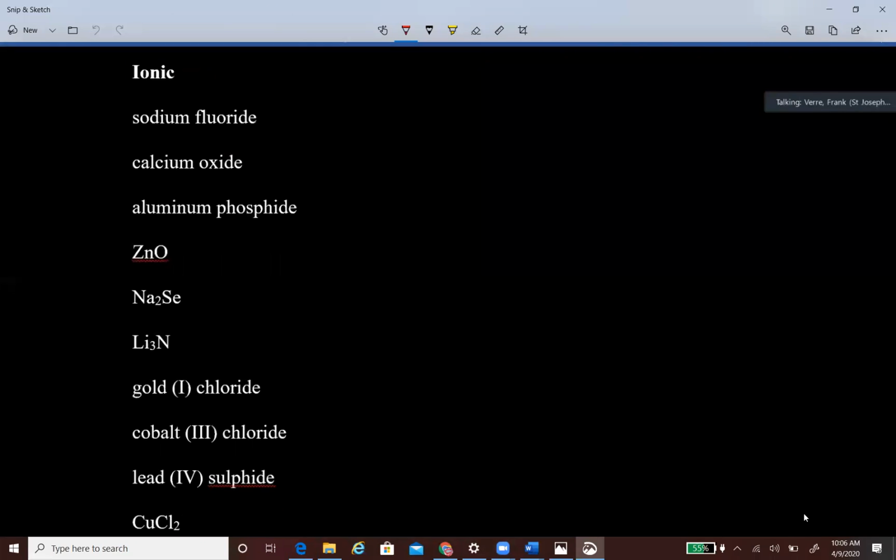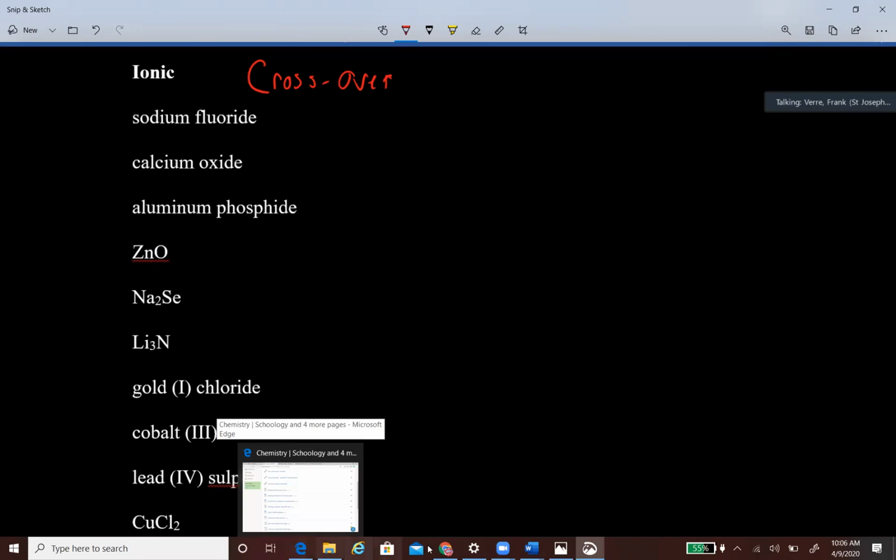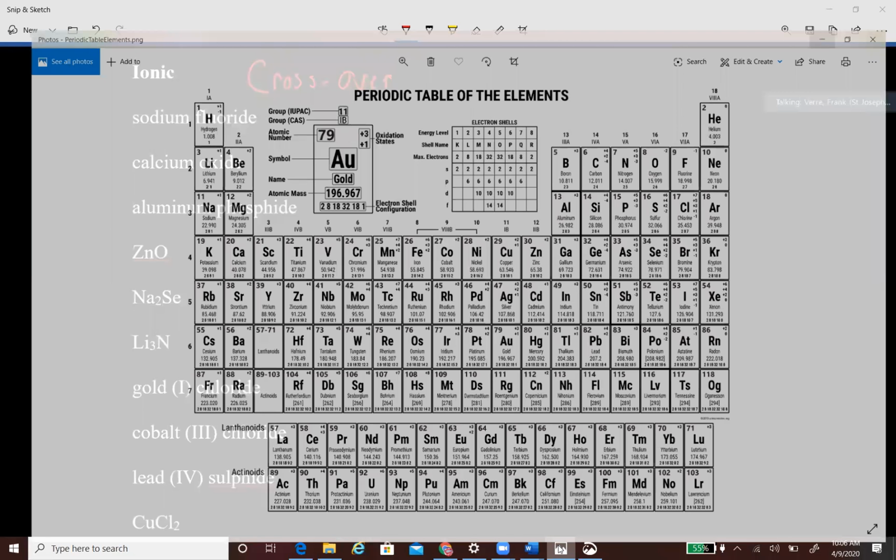Okay, so the rule for figuring out formulas for ionic compounds is something that you might have heard of, called the crossover rule. That's where you look at the charge of each element or thing in the compound. And where you get that, I don't know if you're going to be asked to memorize that, but where you would get that is from a periodic table.